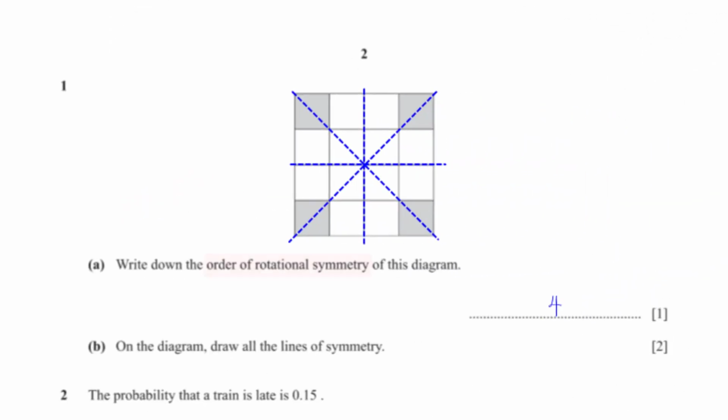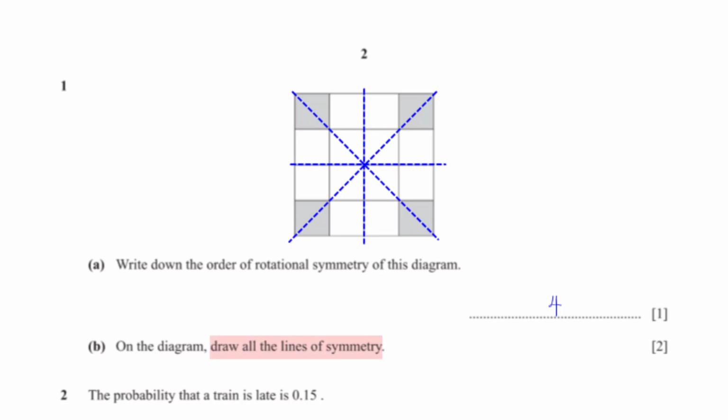Write down the order of rotational symmetry of this diagram. In one complete revolution, the number of times that we can have an object look exactly like the original is the order of rotational symmetry for the object. And so when we apply that definition to this case, we have the order of rotational symmetry being equal to 4.